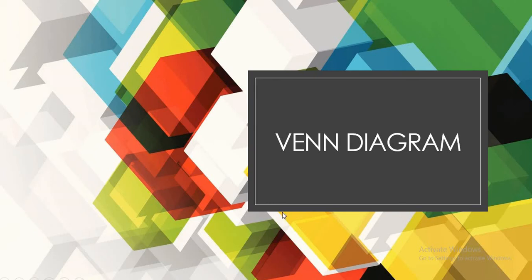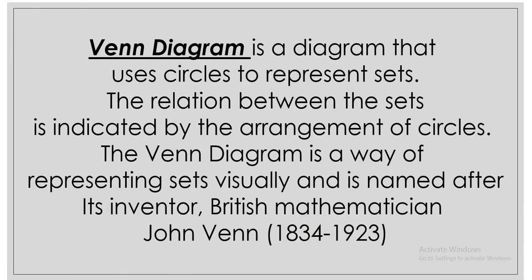Venn diagram. A Venn diagram is a diagram that uses circles to represent sets. The relation between the sets is indicated by the arrangement of the circles. The Venn diagram is a way of representing sets visually and is named after its inventor, British mathematician John Venn, 1834 to 1923.